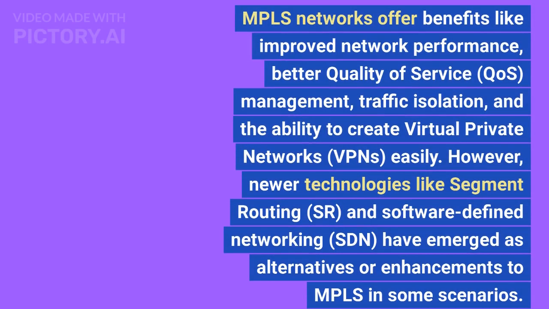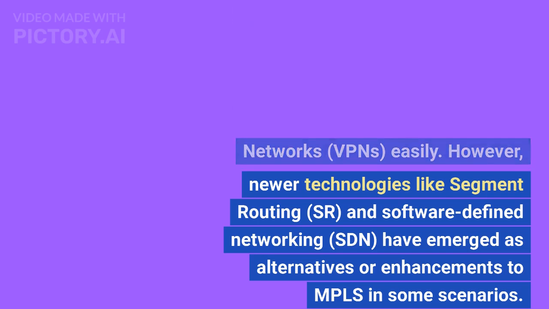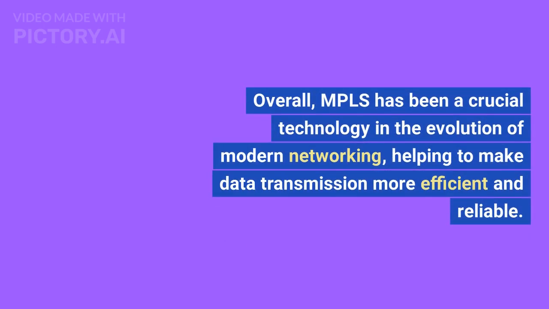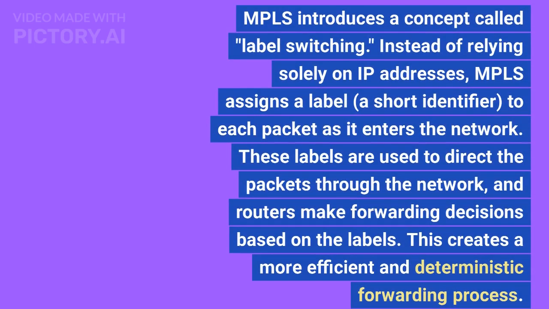MPLS networks offer benefits like improved network performance, better quality of service, QoS, management, traffic isolation, and the ability to create virtual private networks, VPNs, easily. However, newer technologies like segment routing, SR, and software-defined networking, SDN, have emerged as alternatives or enhancements to MPLS in some scenarios. Overall, MPLS has been a crucial technology in the evolution of modern networking, helping to make data transmission more efficient and reliable.